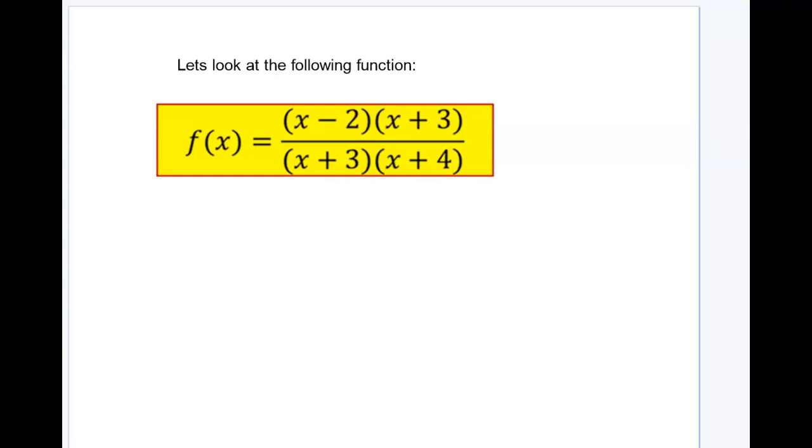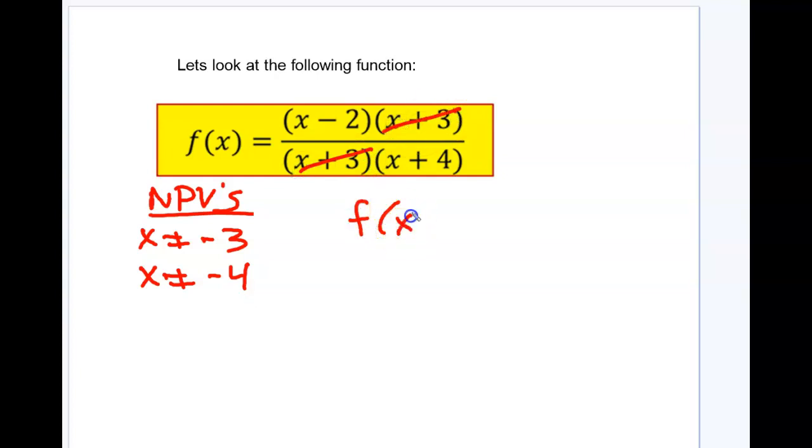Let's take a look at the following function. This is the rational function that's been factored, and we simplified these in Pre-Calc 20. Now in Pre-Calc 20, before you could simplify, you had to list non-permissible values. So non-permissible values are any value that makes the bottom equal to 0. So for x plus 3, we could not have negative 3 because that makes my denominator 0, and so too does negative 4. Now, if you notice, the factor x plus 3 cancels out, so we would be left with the rational function x minus 2 over x plus 4.